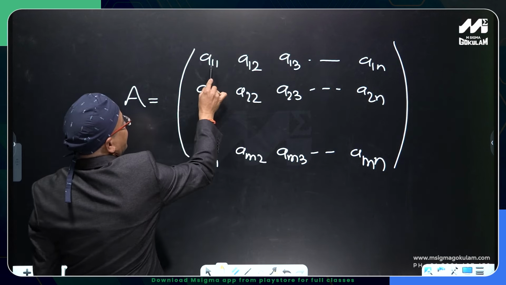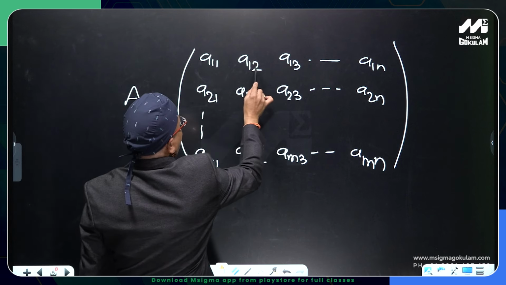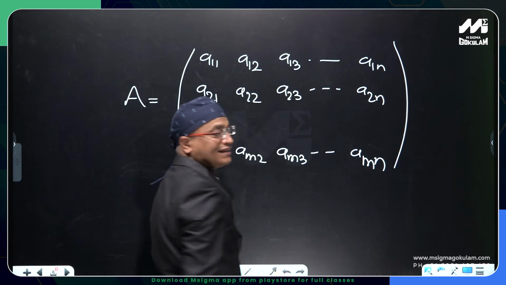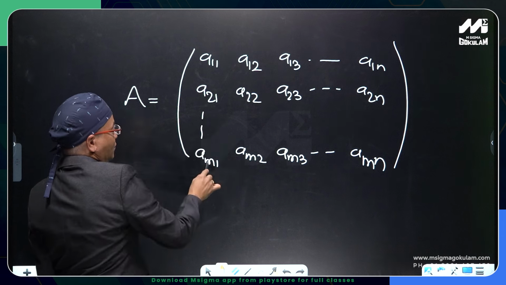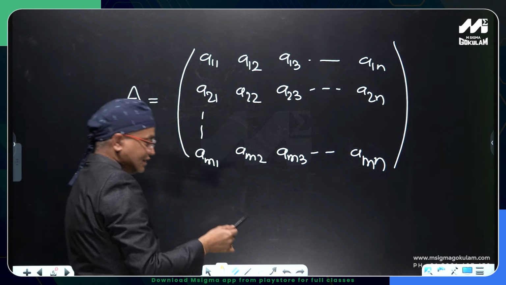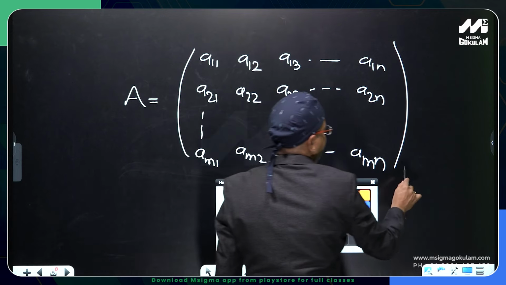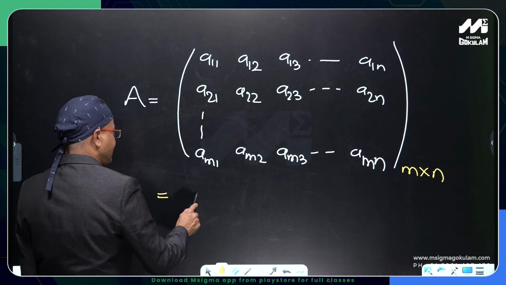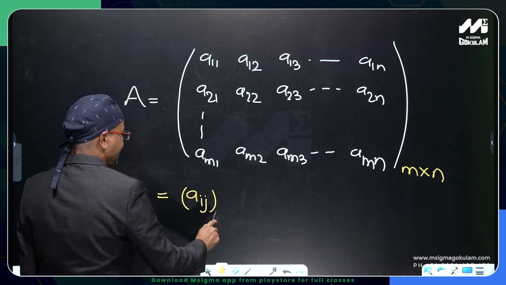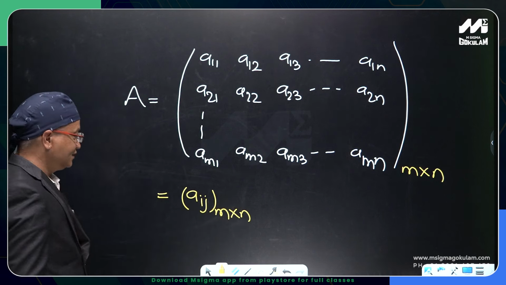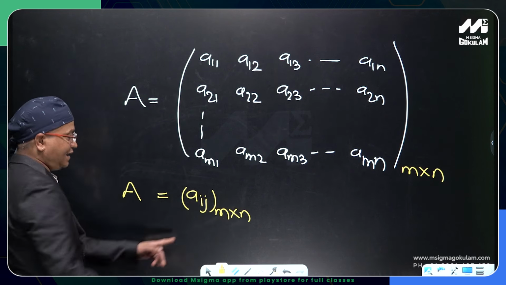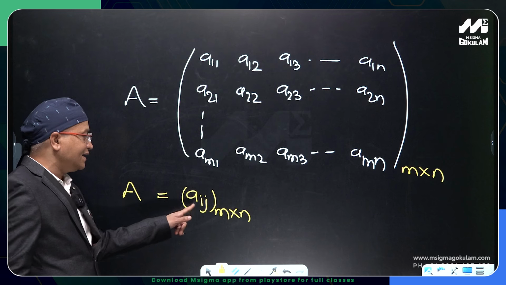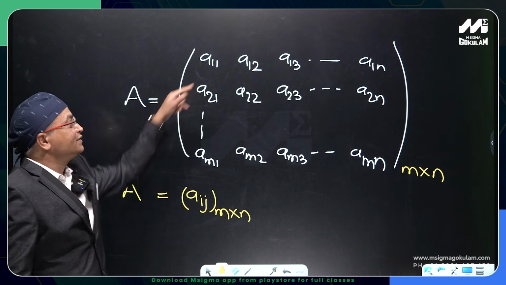You observe, 1, 1, first row, first column. 1, 2, first row, second column. 1, 3, first row, third column. 1, n, first row, nth column. Here, 2, 1, second row. 3, 1, m, 1, m rows are there. So, what is the order of this matrix? M by n. M rows are there and n columns are there. This can also be represented like this, Aij m by n. This is the way of representing the same matrix. Each element is in the form Aij. What does I indicate? J indicating what? I means row number. For example, you see this.